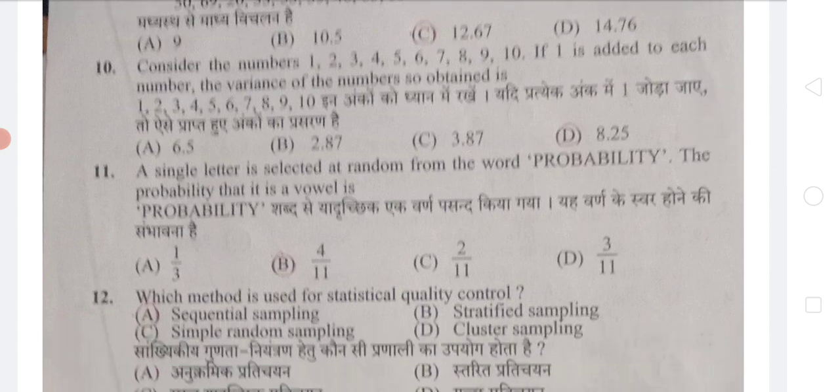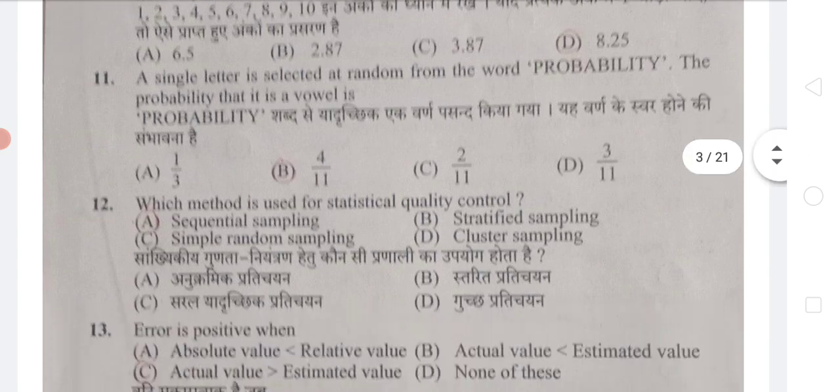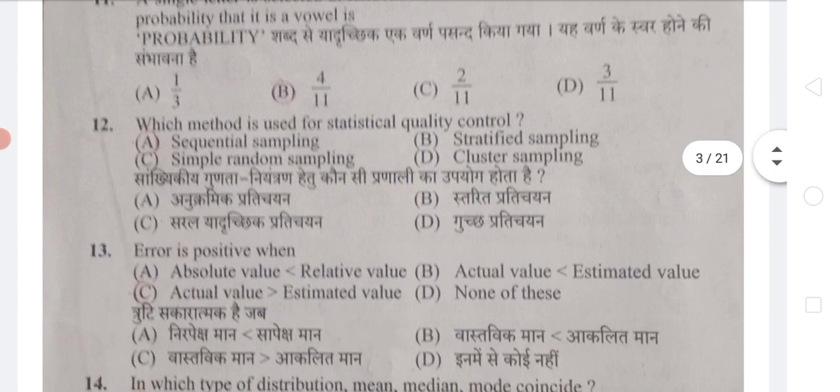क्वेश्चन नंबर 11 से भी प्रोबेबिलिटी के क्वेश्चन, ये क्वेश्चन नंबर 11 प्रोबेबिलिटी का क्वेश्चन है. The single letter is selected at random from the word probability. The probability that it is a vowel is B 4/11. Which method is used for statistical quality control? A. Sequential sampling. Error is positive when C.